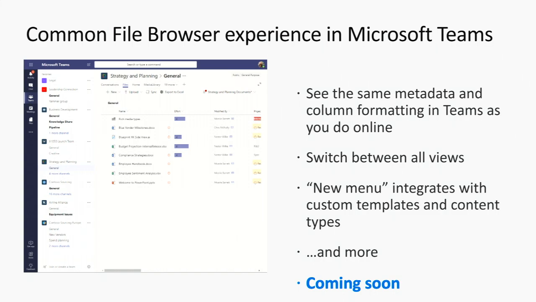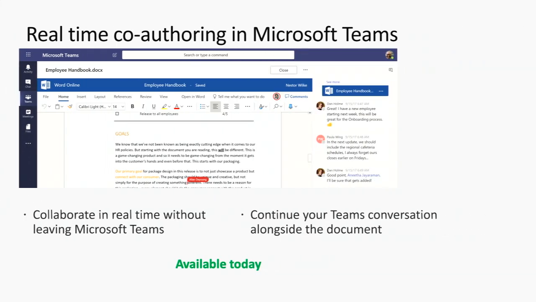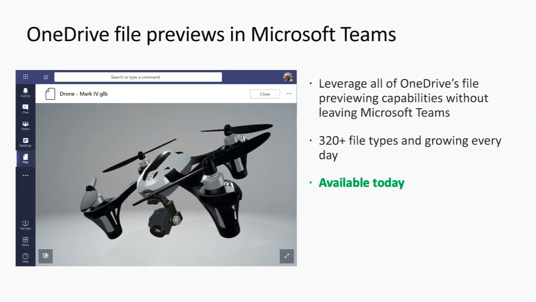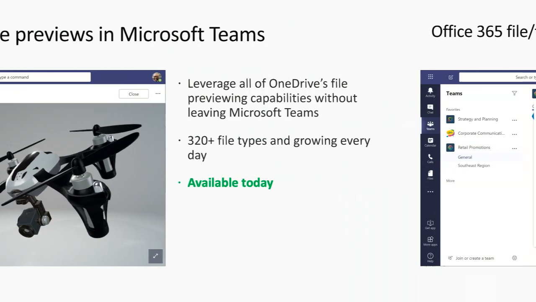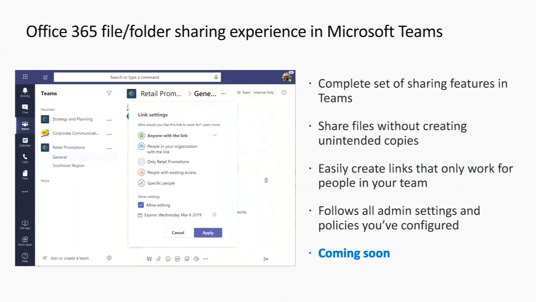I showed you how you can co-author on documents in Microsoft Teams in real time. You can use file previews to view anything you can view in OneDrive, you can view within Teams. That sharing experience is available not only in Word, Excel, PowerPoint, OneDrive, and SharePoint, but coming soon to Teams as well. This is going to be on Teams on the web, as well as Teams on desktop and on Mac, and then soon Teams Mobile.